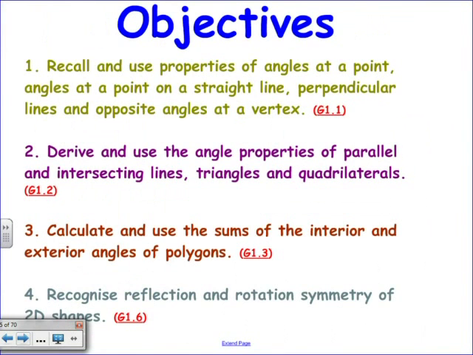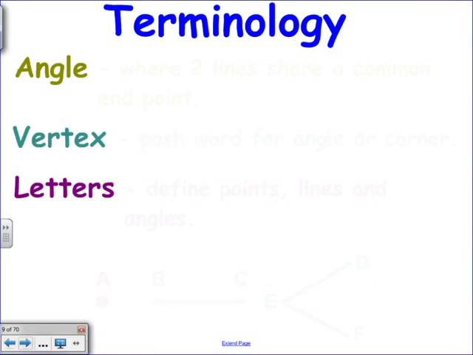As the objectives today, we're going to recall and use the properties of angles at a point. And we're going to talk about angles on a straight line, angles on perpendicular lines, and opposite angles at a vertex. Don't worry about vertex, we'll talk about angles. What's an angle? We have a big board today. What's an angle? Definition of an angle.